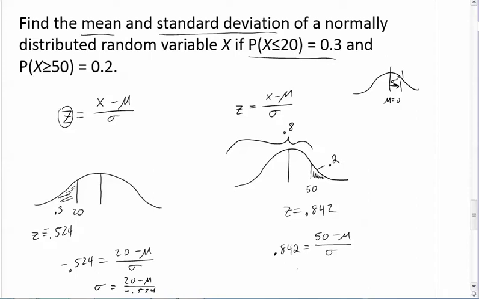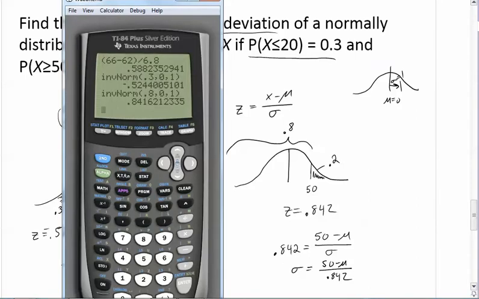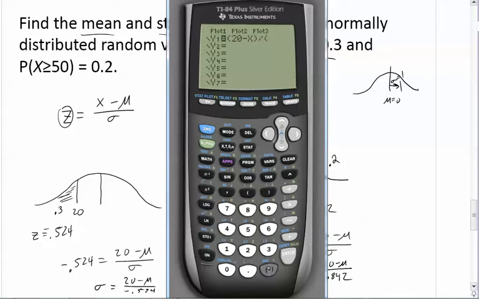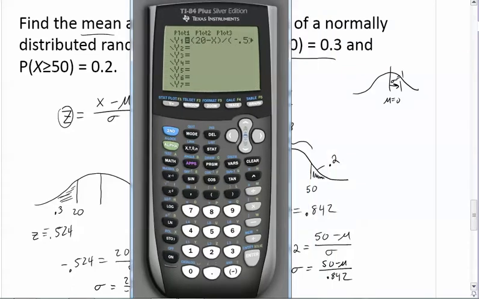And then on this side, I'm going to do the same thing. So I'm going to have sigma equals 50 minus mu over 0.842. So now I've got two equations that are equal to sigma. So I'm going to go ahead and put those into my calculator. Okay, so we're just going to go on over here. And for y1, we're going to put in 20 minus x. And I'm going to need to divide that, so I better put it in parentheses. And divide by negative 0.524.